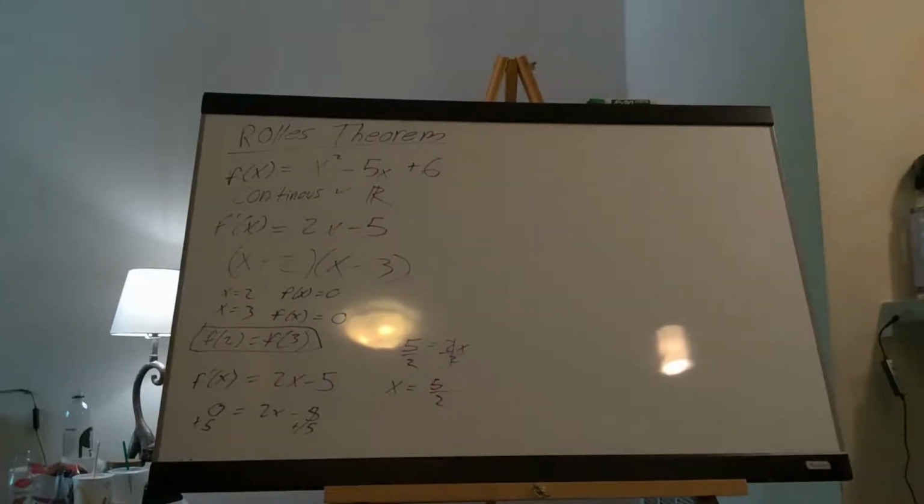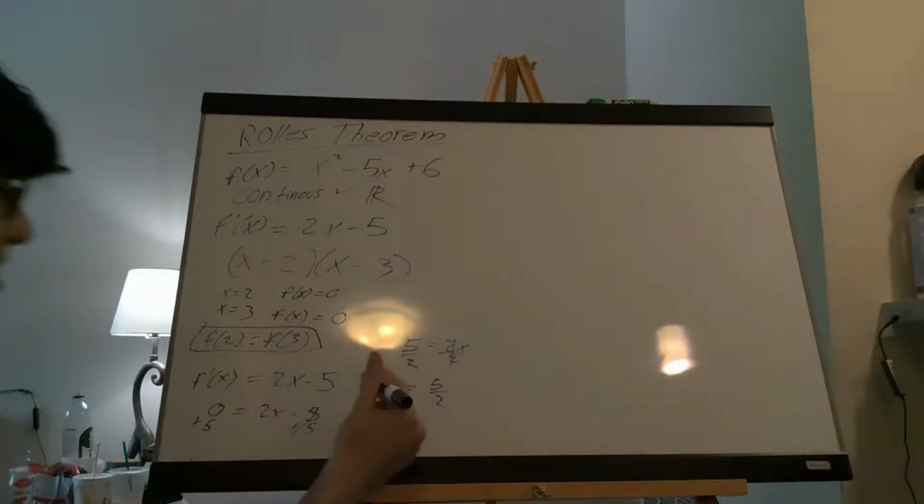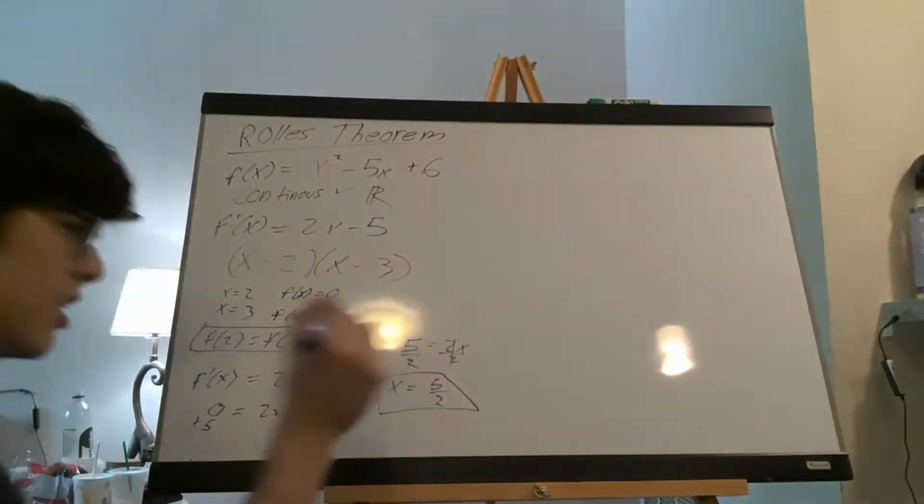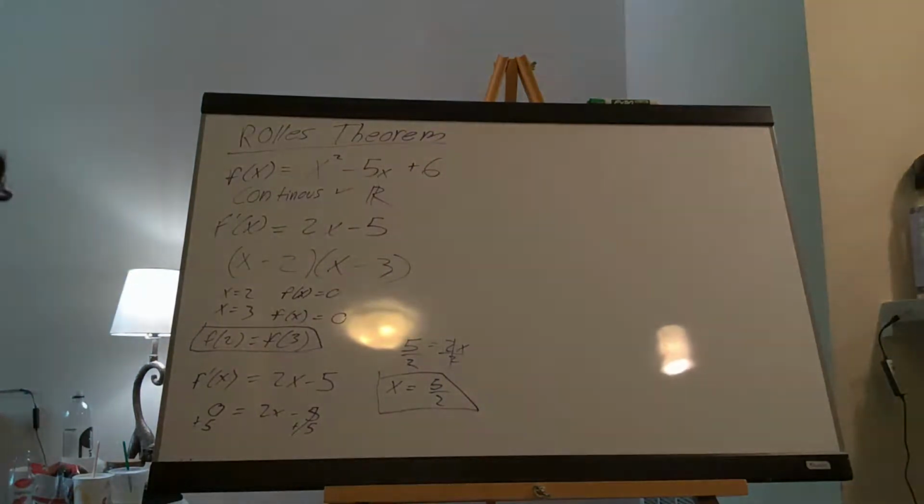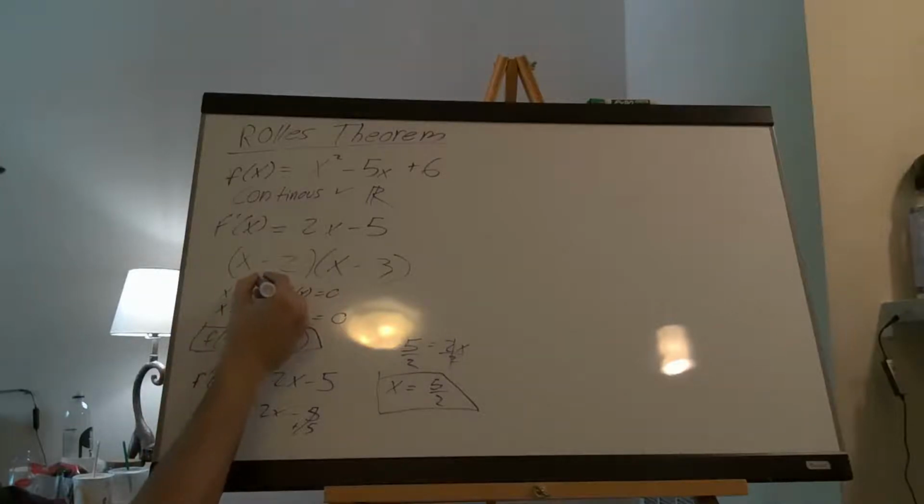If you say 2.5, just go away. I don't like decimals. So 2.5 or 5 over 2, that is indeed between 2 and 3.